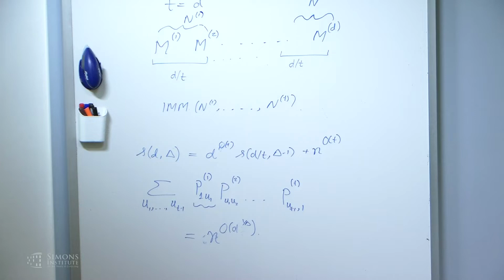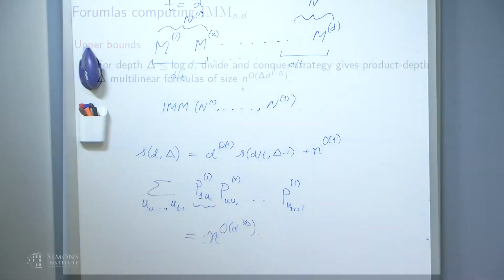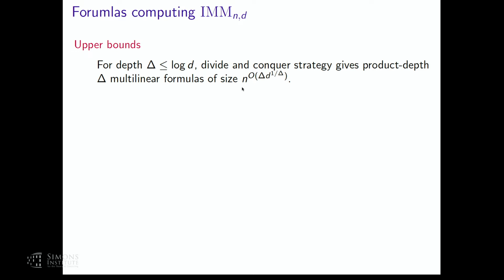So this simple divide and conquer strategy gives us multilinear formulas of product depth delta and size n to the order delta d to the 1 by delta. Of course, if we try to do instantiations of this, as I already said, by a Savage-like strategy, you get a circuit of size polynomial, but a formula of size n to the order log d if capital delta is log d.